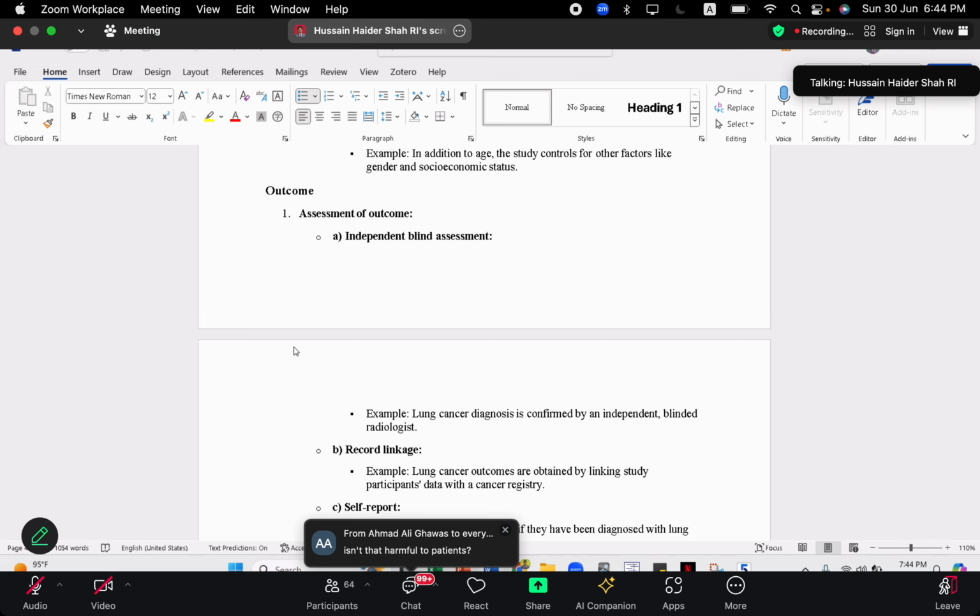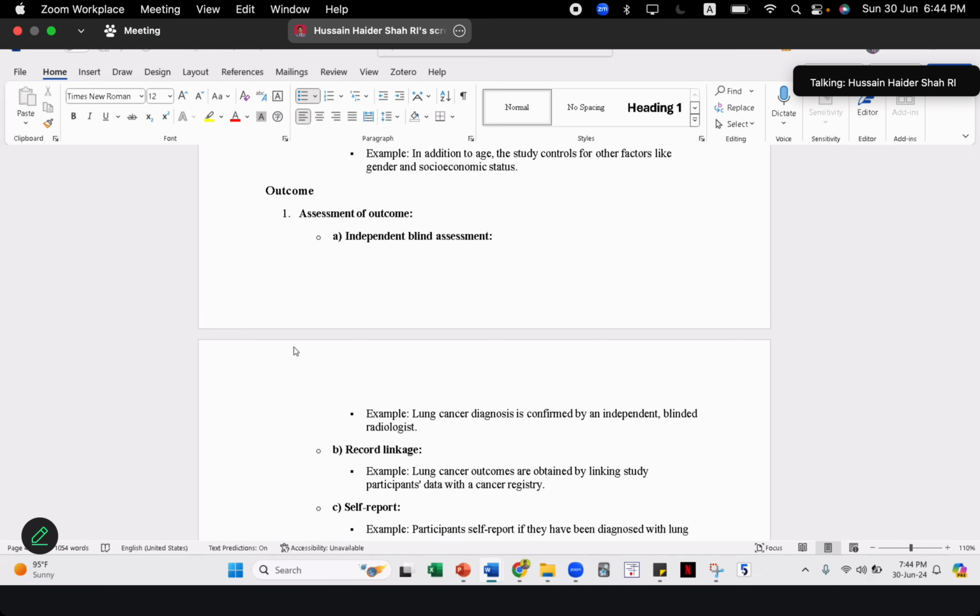Now, Ahmed, consider this example. There are two groups. One is the exposed group and the other is the unexposed group. Now, we won't tell the patients whether they are in the exposed group or the unexposed group. Neither the patients know nor the doctors know. So neither the doctors know if they are assessing the results of the exposed group or the unexposed group. This way, the bias will be very low. Do you understand it?